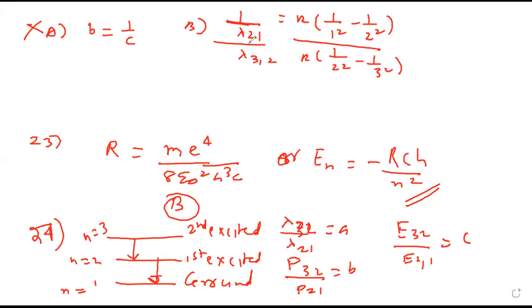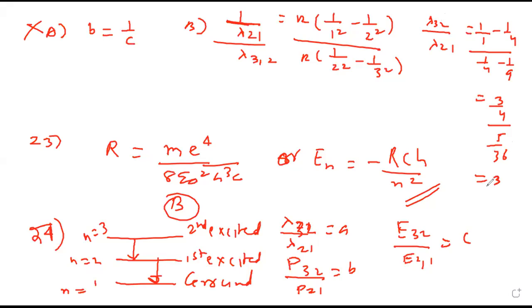Okay, is this clear? Yes. This 3 2 goes up. So lambda 3 2 upon lambda 2 1, R cancelled: 1 upon 1 minus 1 by 4, divided by 1 by 4 minus 1 upon 9. So 4 minus 1, 3 by 4. This will be 9 minus 4, 5 by 36. That will be 3 by 4 into 36 upon 5. 4 into 9, 27 upon 5. Is this the option? Yes, sir. So B is the answer.